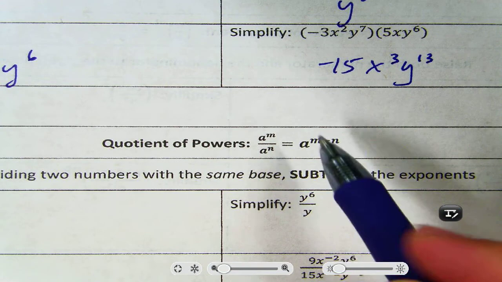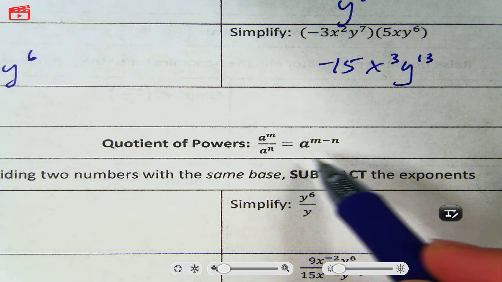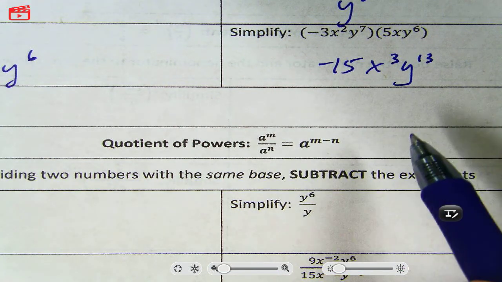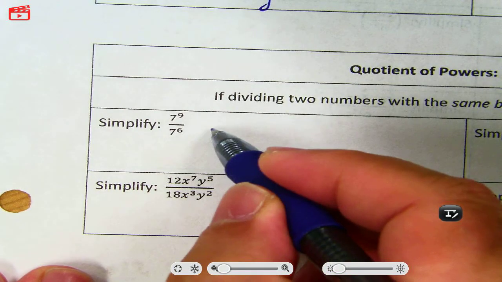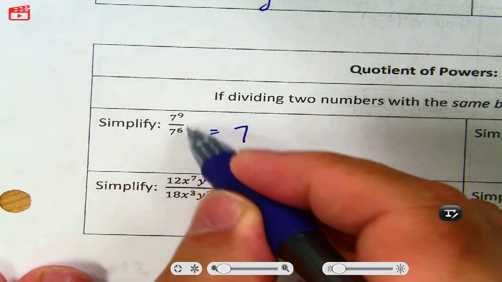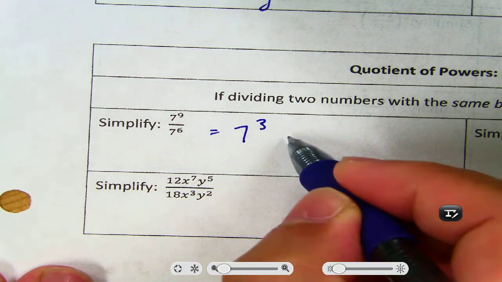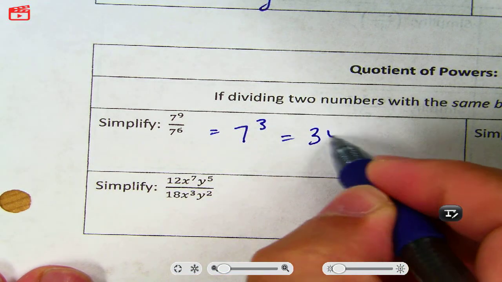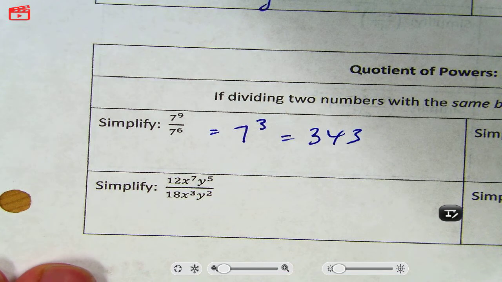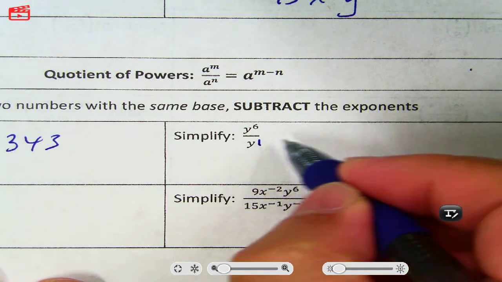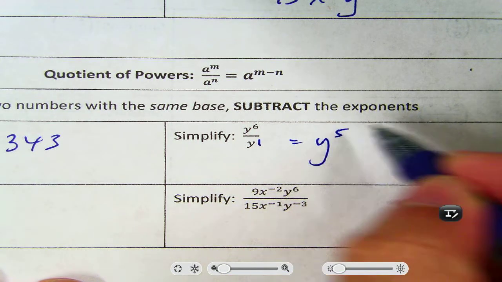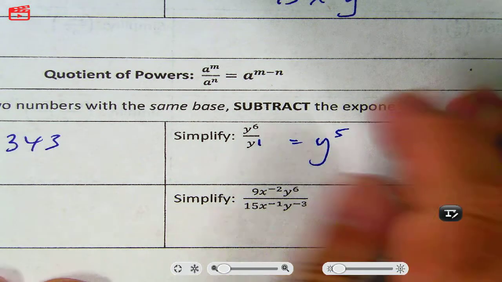That's it. If you have a quotient or a fraction, you subtract the exponents, assuming you have the same base. So here, you have 7 to the 9 over 7 to the 6. That's going to be 9 minus 6, or 3. You can work that out, but 7 to the third is kind of big. If you left it like that, that'll be okay. Here, this is 6 minus 1, so it's y to the 5th.